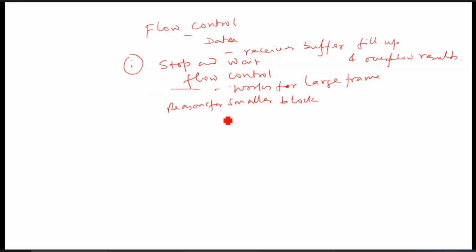Number one, the buffer size is generally small. For a long frame, a large buffer size is required, and that will be costly, right? So generally the buffer size is limited. That is one reason why larger data frames are broken into smaller data frames.